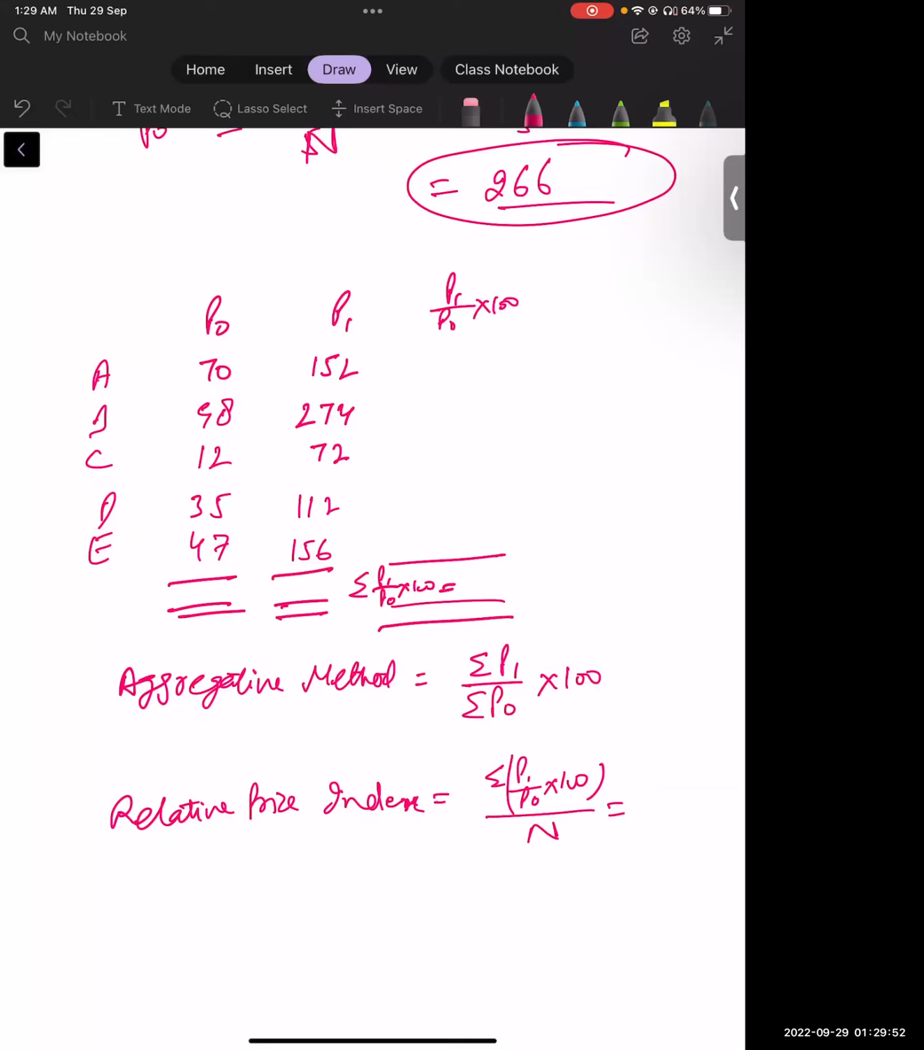There are 4 to 5 methods of calculating index numbers. I am just starting this topic. Not 5 to 6 methods, there are 7 to 8 methods.